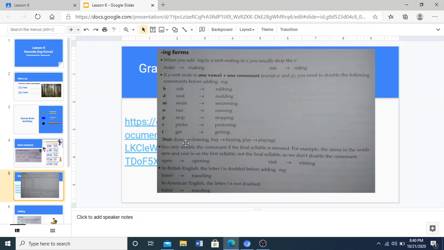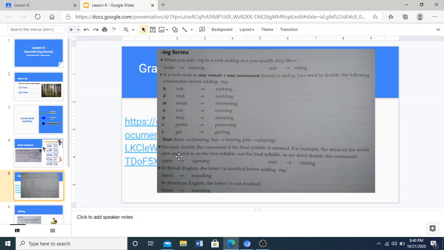But for draw, you can't put double W, because the exception to this rule is for W and Y. Okay, so remember that also. Draw remains as drawing with a W, and buy remains buying with one Y, and play still becomes playing, just with one Y. In these cases, you do not double the consonants.